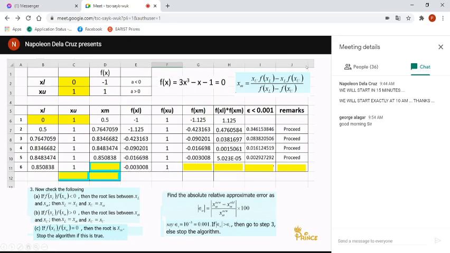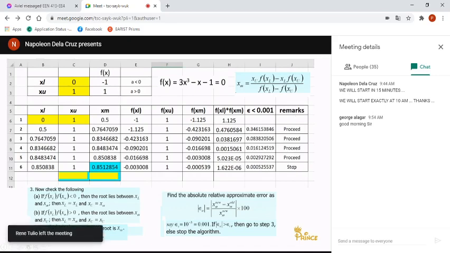Then solving for the XM using this formula. Then for the f of xm using this formula. Then solving for the product of this and this. And then take note of this. This is now 0.0005, and that is less than 0.001. Okay, let's repeat. This is 0.0005. That is less than 0.001. So therefore, we will now stop.